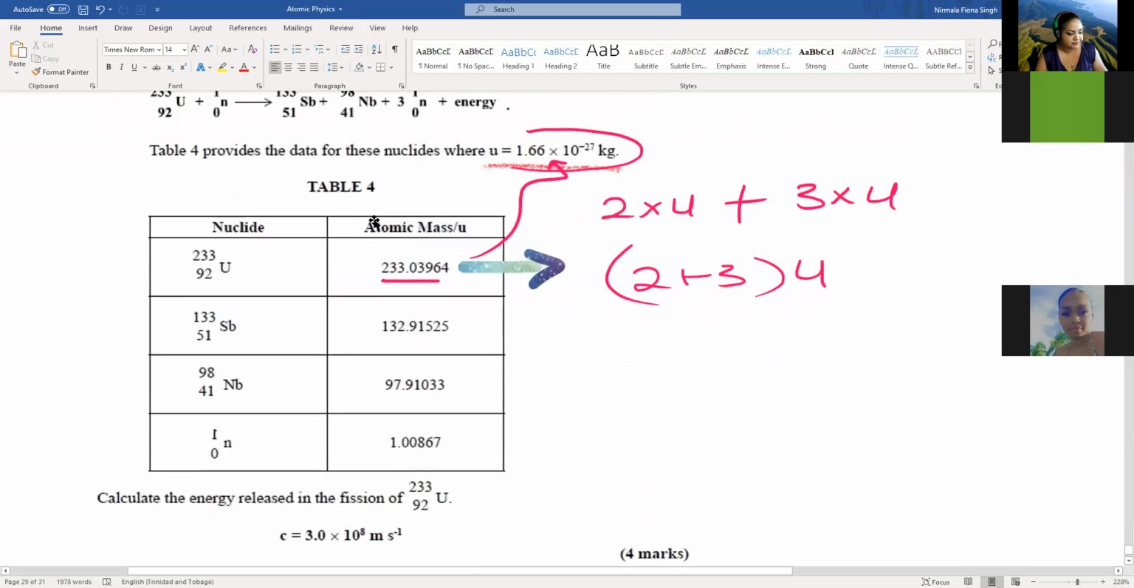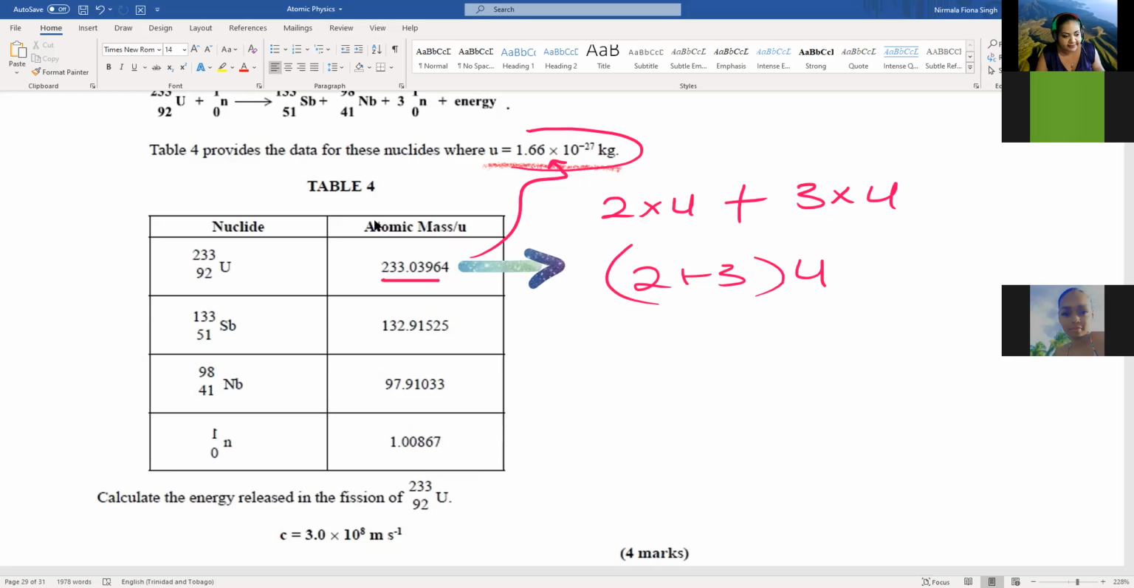All right, question 4. They've just asked you to work out the calculated amount of energy released in the fission of uranium-233. This is exactly like question 8 or whatever is above. All right, exactly the same thing. So give it a try, and you can work it out.